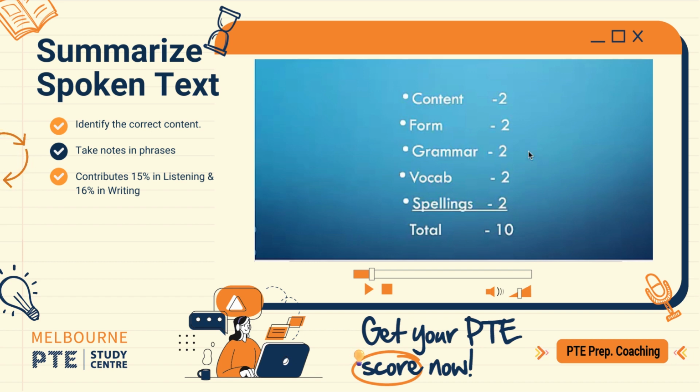So in PTE, content marks are given the highest priority. If you get a 0 in content, it doesn't matter whether you have written proper form, grammar, vocabulary, spellings, you will get a 0. Same thing with form. If you get a 0 in form, anywhere else you get marks is also considered as 0. What is form? Form is that the summary must be in multiple sentences and between 50 to 70 words.